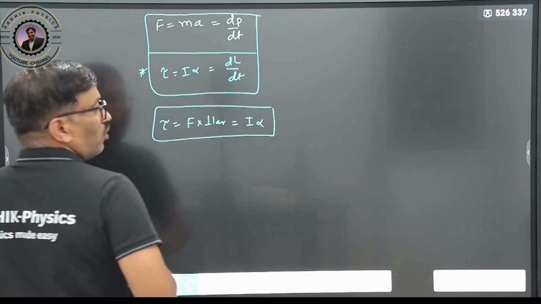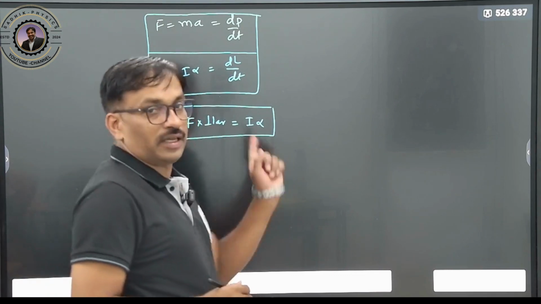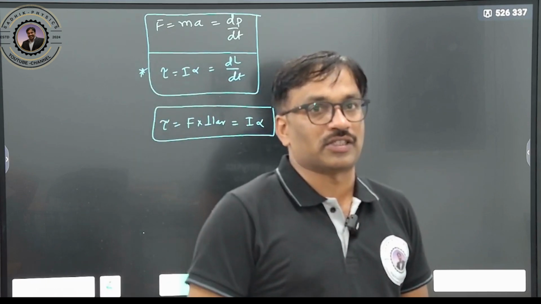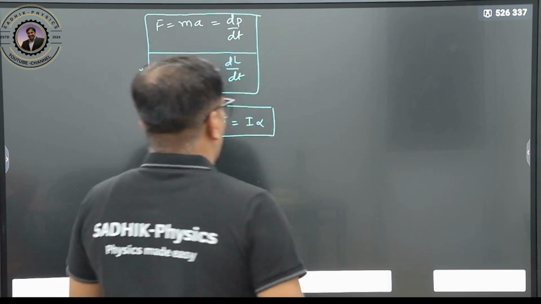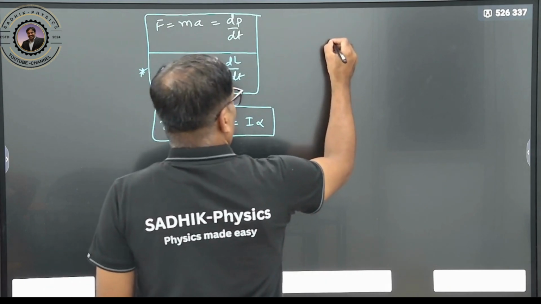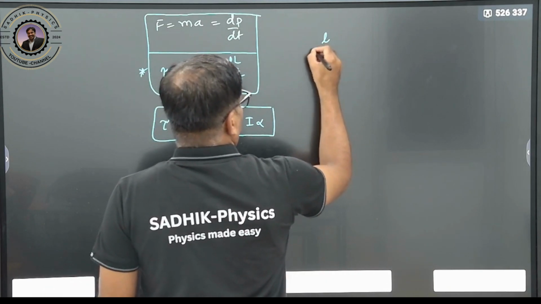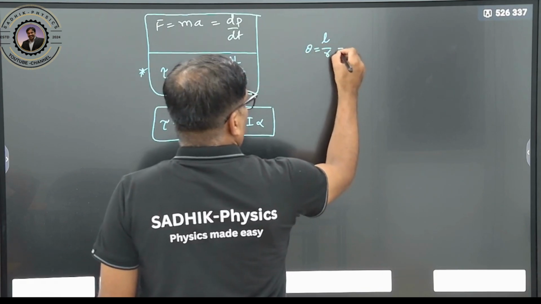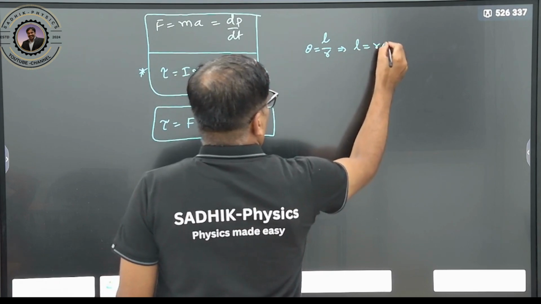And we should also know one relation here: the relation between velocity and angular velocity, and acceleration and angular acceleration. You should know it. We know that theta is equal to arc length by radius, or L is equal to R into theta.